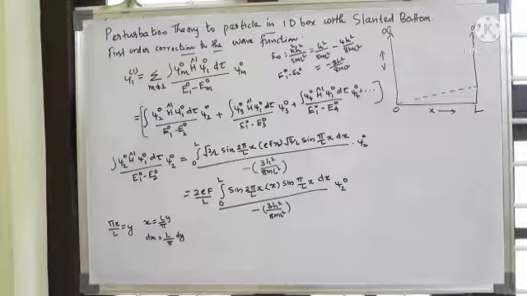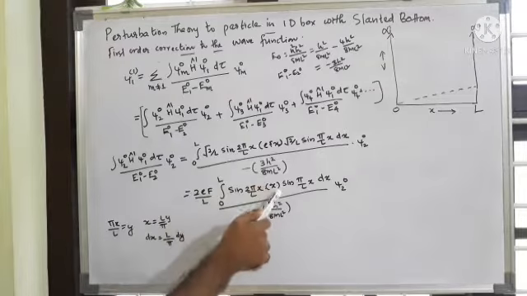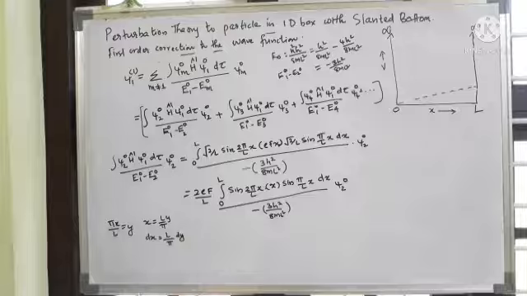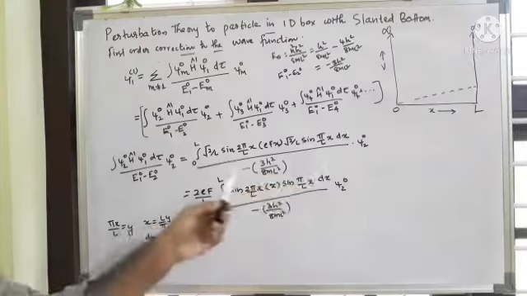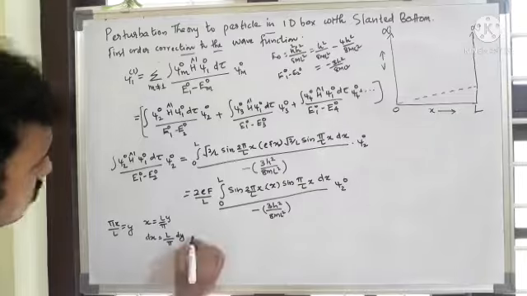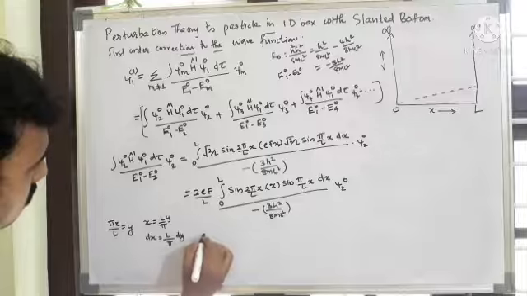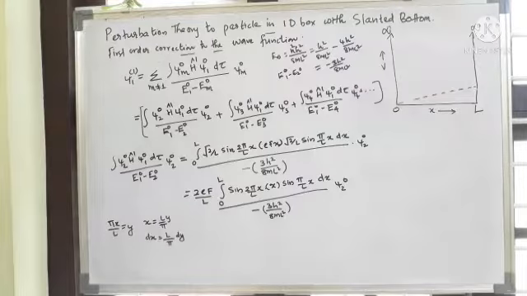Then the integral in the numerator becomes, that is the integral from 0 to L of sin 2 pi by L x into x into sin pi by L x dx. We consider only that integral. This integral will become, the limit changes from 0 to L to 0 to pi.